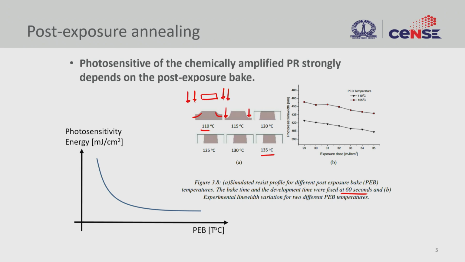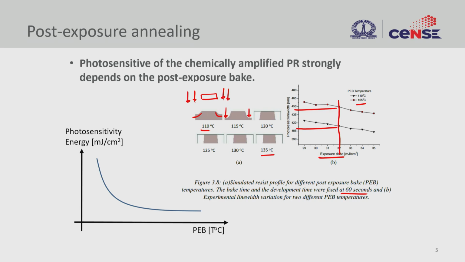So the photosensitivity can be accelerated by increasing your temperature, right? And this also depends on the dose. So if you put more energy, you need a smaller amount of heat in order to accelerate this reaction. So if I take this 32 millijoule, if you anneal at 110 degrees, your width is pretty low, small compared to a material that is annealed at a lower temperature, right?